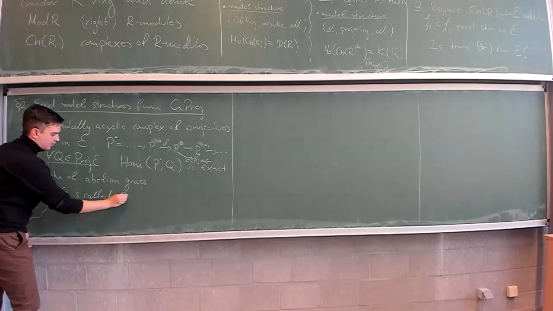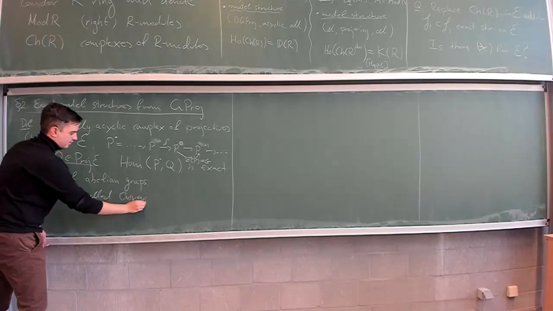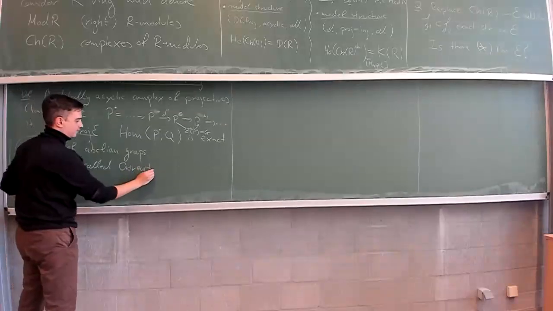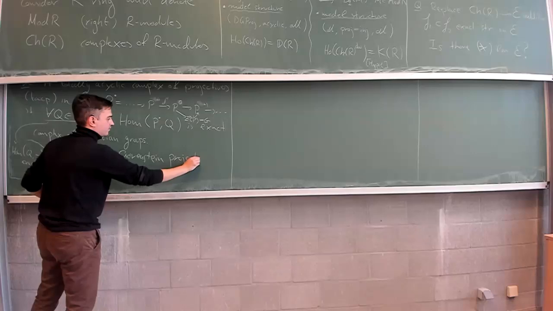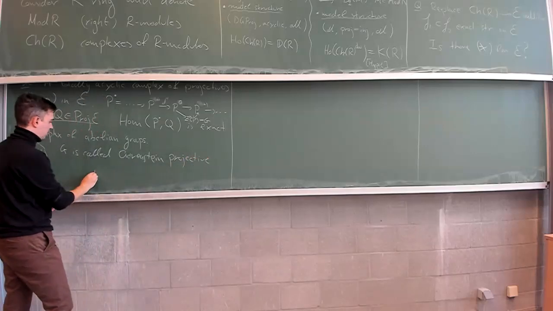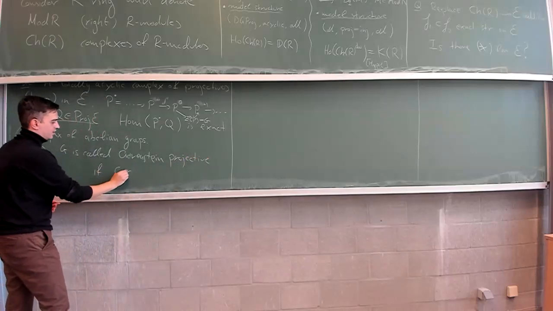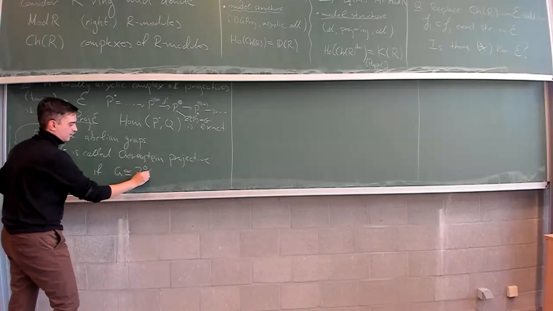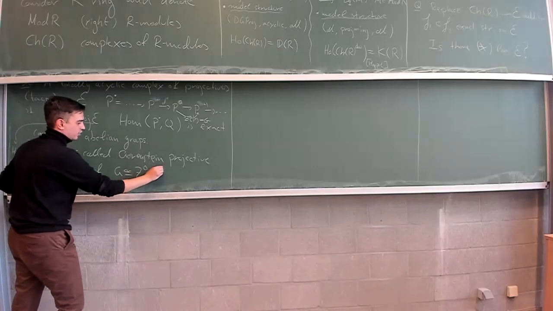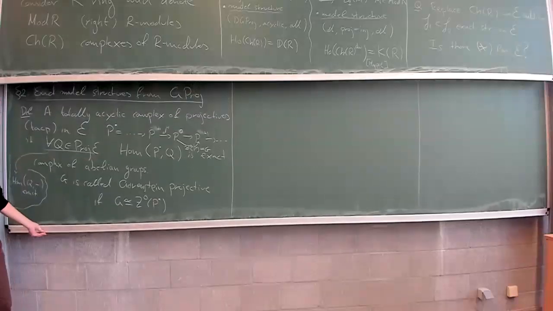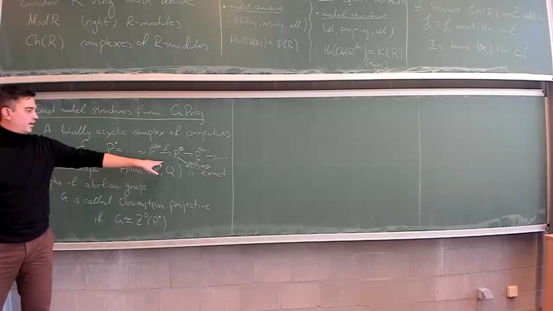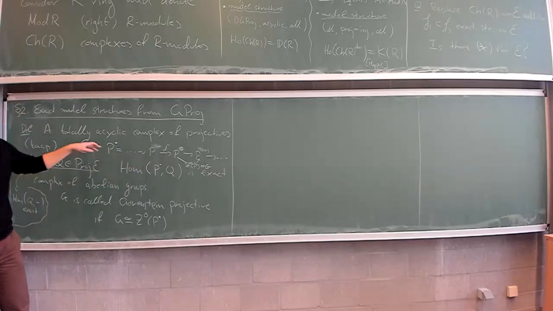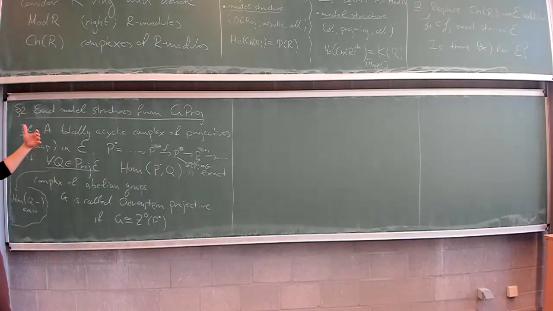is called Gorenstein projective if it is isomorphic to the zero cycles of some total acyclic complex of projectives. Now, every other cycle, so Z1 here, Z2, and so on, are going to be again Gorenstein projective objects.